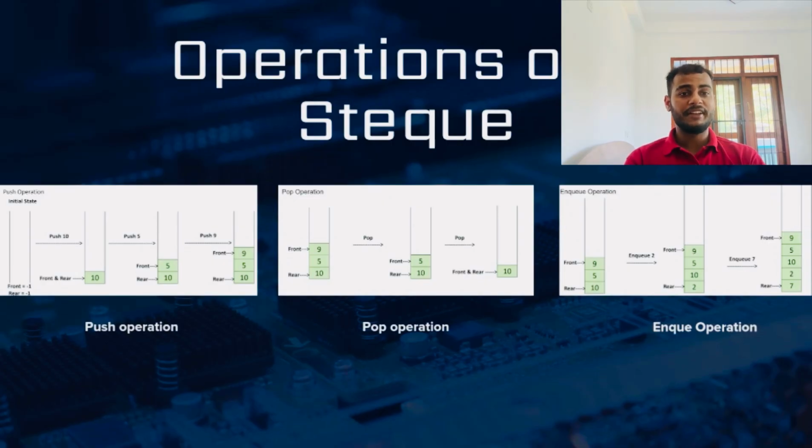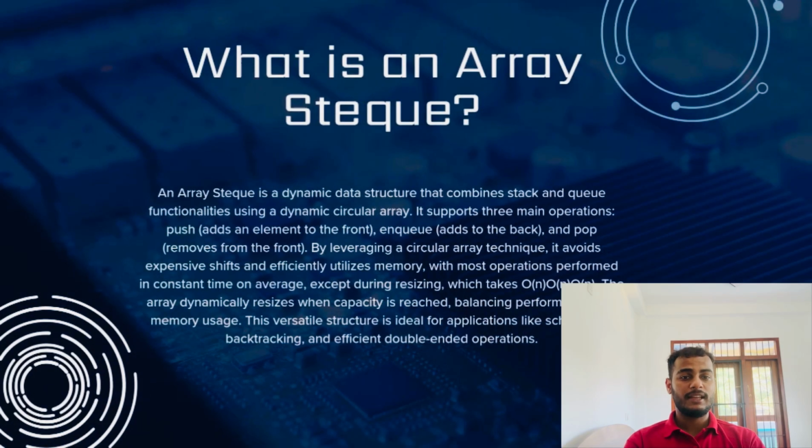So what is an array steque? An array steque is a dynamic data structure that combines stack and queue functionalities using a dynamic circular array. It supports three main operations: push, enqueue and pop. By leveraging a circular array technique, it avoids expensive shifts and efficiently utilizes memory, with most operations performed in constant time on average.